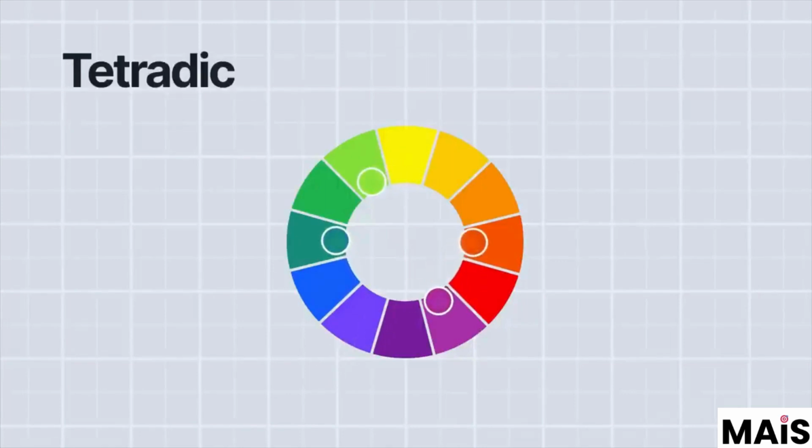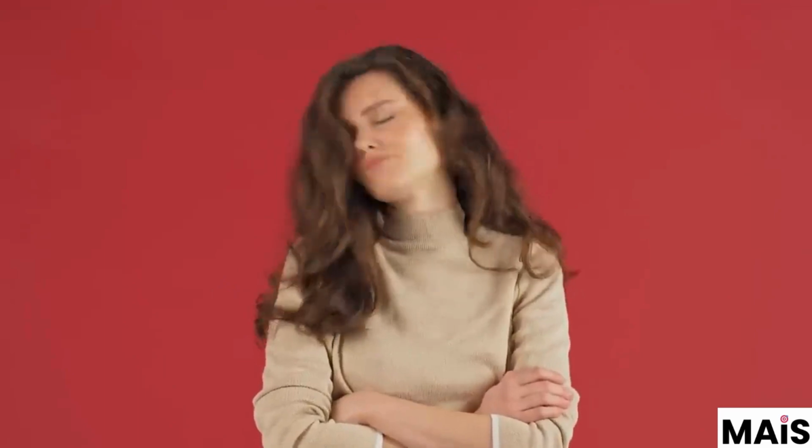Tetradic colors are two sets of complementary colors that form one palette. These colors work best when one of the colors is dominant in the palette and the rest are used as accent colors. And last in this lesson, we have to take a look at color psychology.